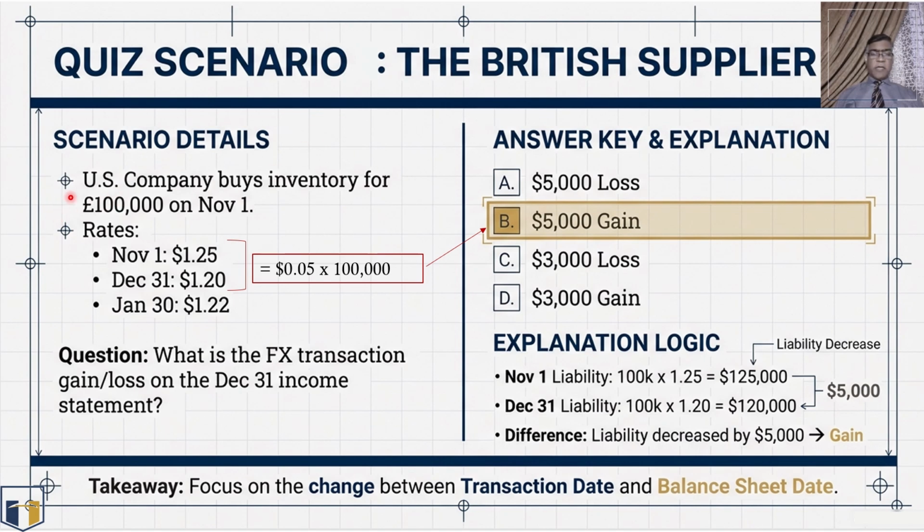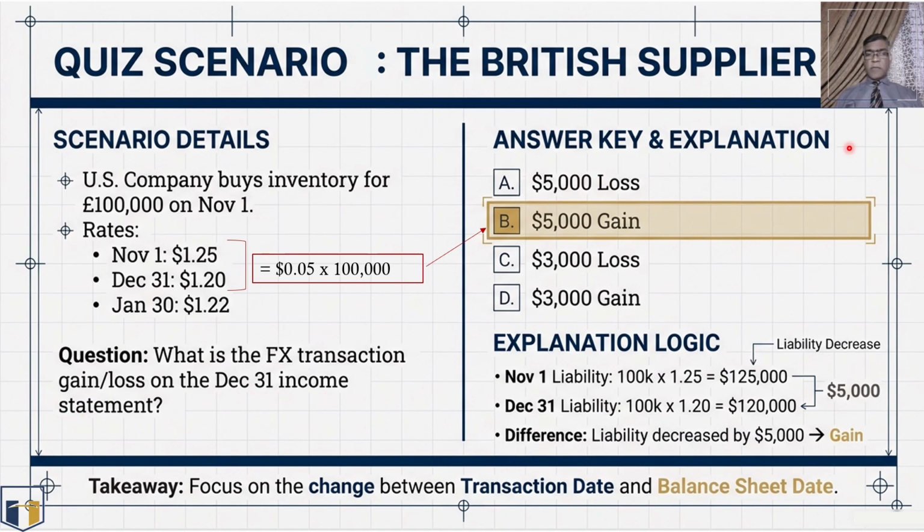So in this scenario, we can see a US company buys inventory for 100,000 pounds on November 1 from a British supplier. So two accounts are involved. One is inventory, which is a non-monetary item, and the other one is accounts payable, which is a monetary item. And we know monetary items are remeasured. The rates: November 1, $1.25 per pound; December 31st, $1.20 per pound; January 30, $1.22 per pound. Question: what is the foreign exchange transaction gain or loss on the December 31st income statement?